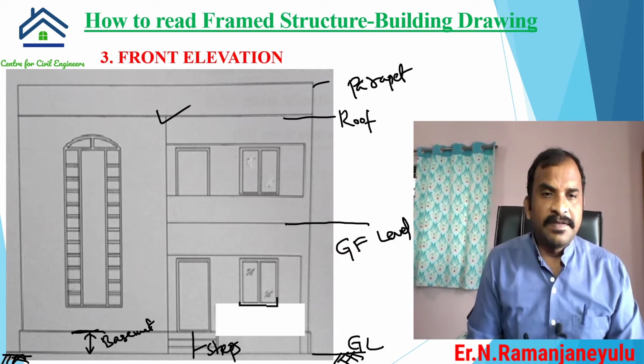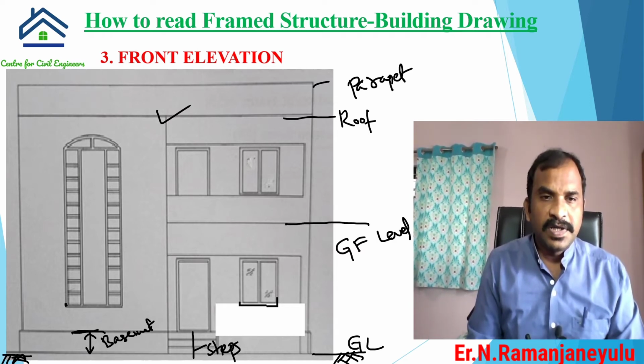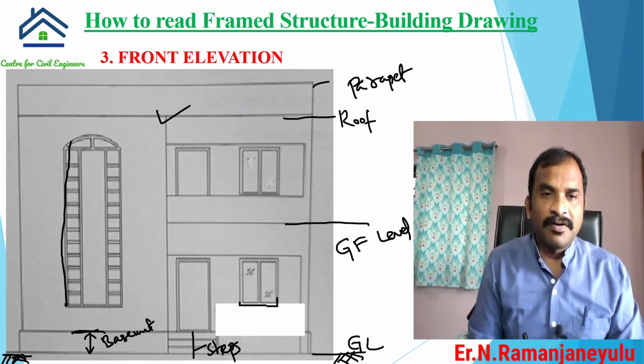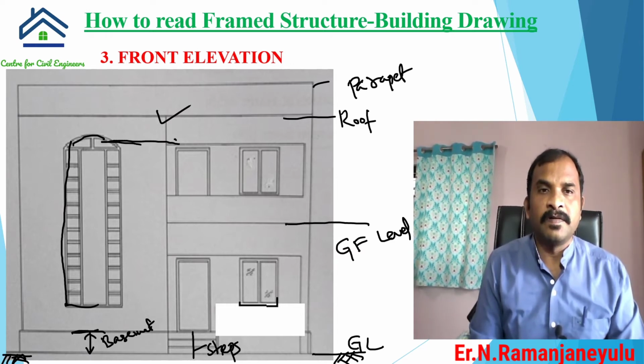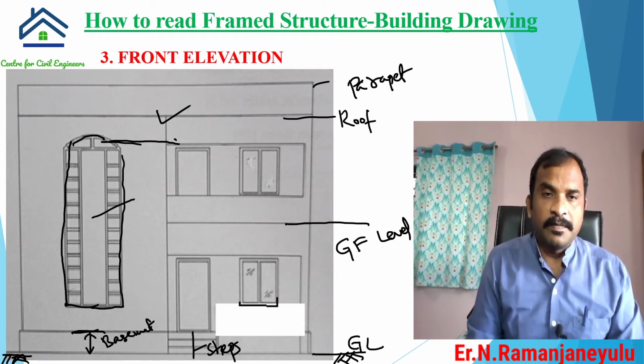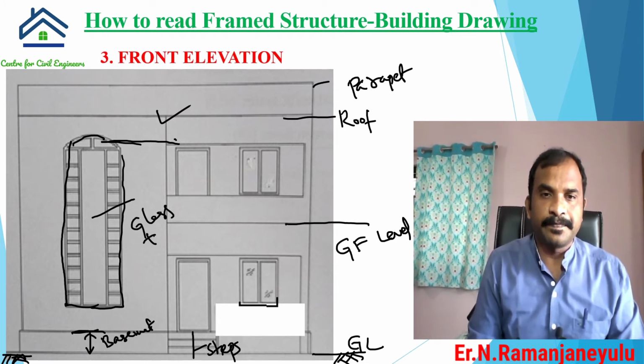Here, this is a window. This window is a complete big window from the ground floor up to the first floor top. That is the window level. This improves the aesthetic appearance of the building. And this type of window is provided with glass, that is, glazed type window.